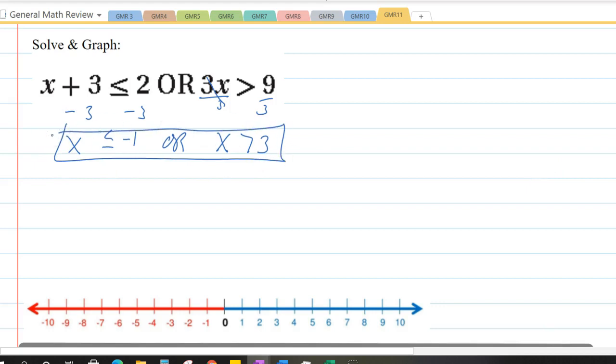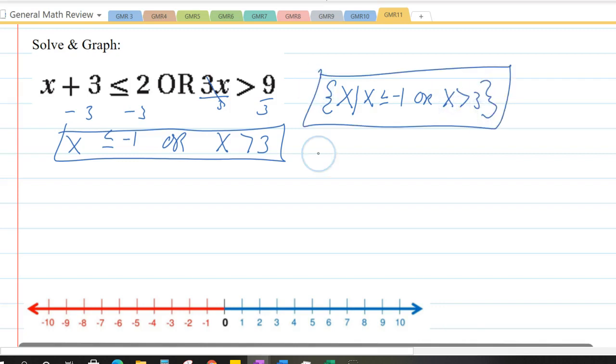There are other ways that you need to be aware of. This can also be written with a fancy bracket. x, a vertical line, means such that x is less than or equal to -1, or x is greater than 3, and close. Before I go to the next notation, I want us to first graph this.